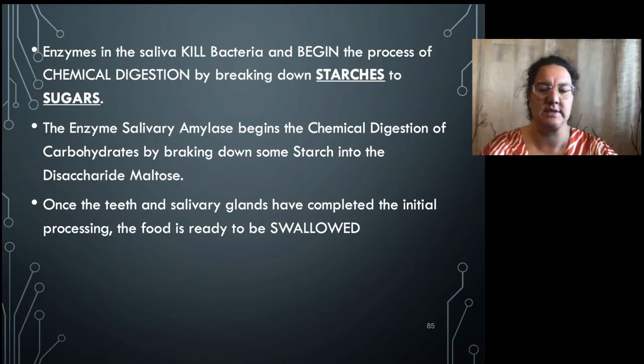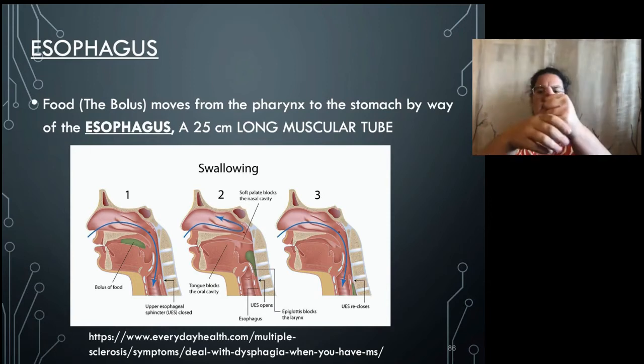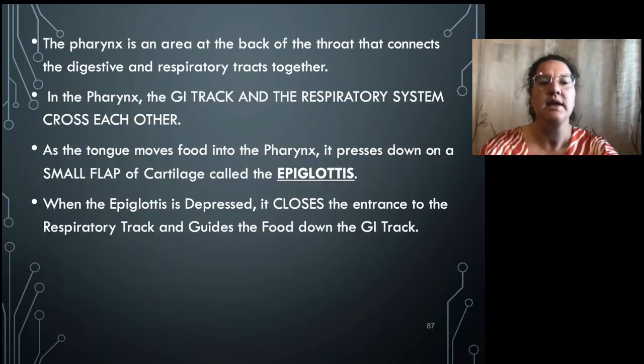And then once the teeth and salivary glands have completed their initial mechanical and chemical digestion, our food ball, the bolus, is ready to be swallowed. So once it's swallowed, it enters the esophagus. This moves past the pharynx into the stomach by way of the esophagus, which is a roughly 25 centimeter long muscular tube. So we have the bolus of food, it goes into the esophagus, and then muscles slowly constrict in the esophagus, moving it down into the stomach.